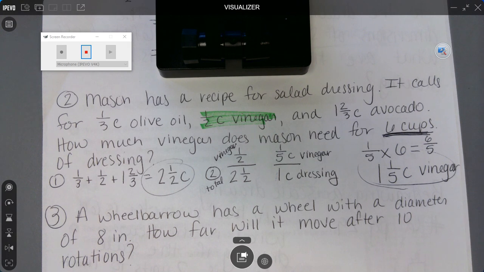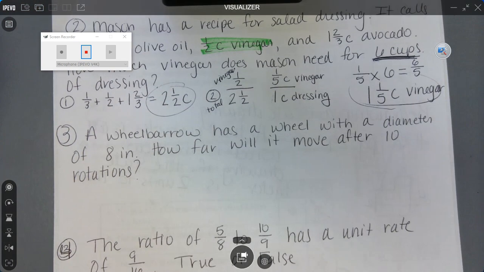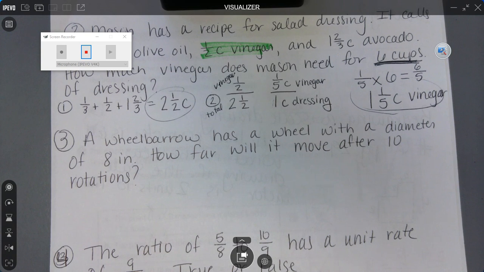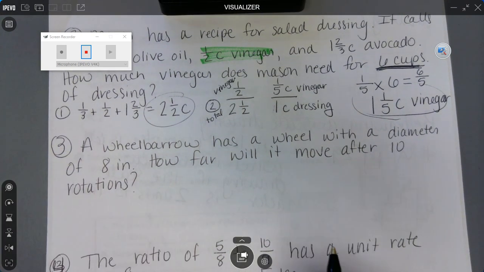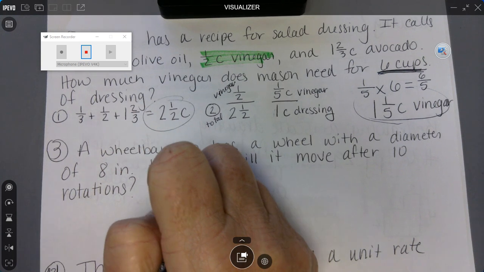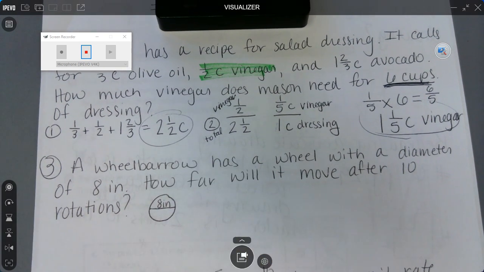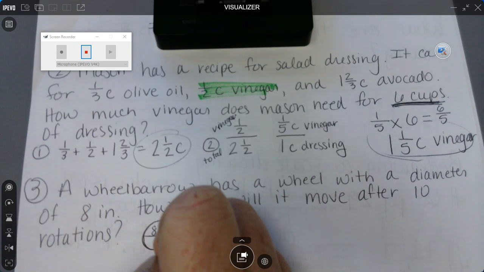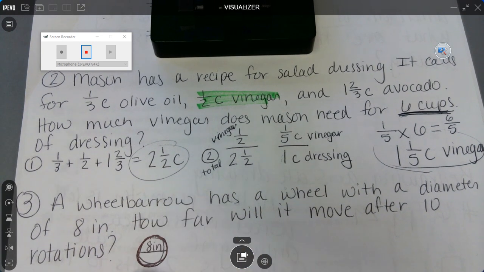All right. Next problem. A wheelbarrow has a wheel with a diameter of 8 inches. How far will it move after 10 rotations? So here's my wheelbarrow wheel, and it's got a diameter of 8 inches. How far will it travel? So this is one rotation right here. 2, 3, 4, 5, 6, 7, 8, 9, 10.